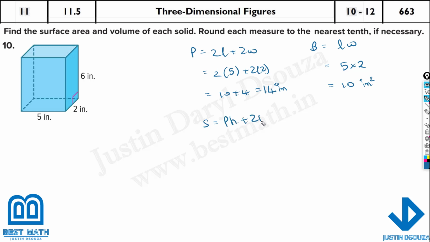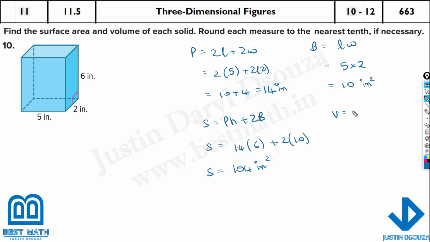H plus 2 times B. Don't forget the formula. Here all we need to do is P is the perimeter of the base, that is 14, times the height, that is 6, plus 2 times the base, where B is the area of the base, that's 10. So here 14 times 6 is 84. 84 plus 20 will be 104 inches squared.